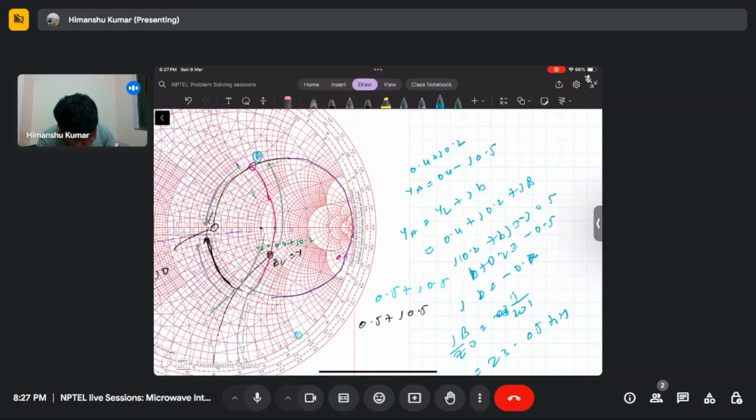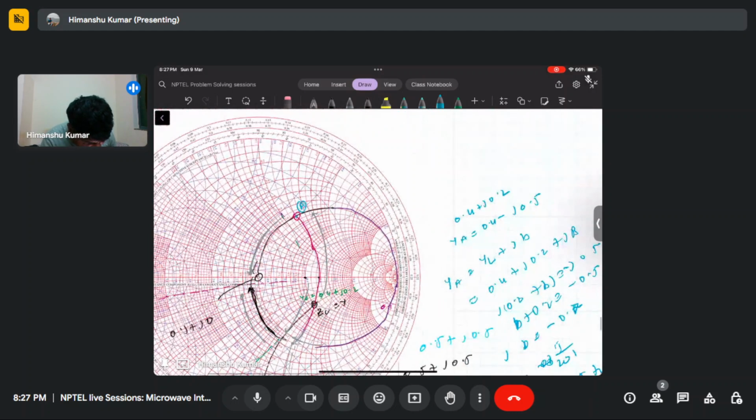Now you are at the A point. Corresponding to point A, your inductance is 1.2. So basically you need to add 1.2 back, the capacitance.